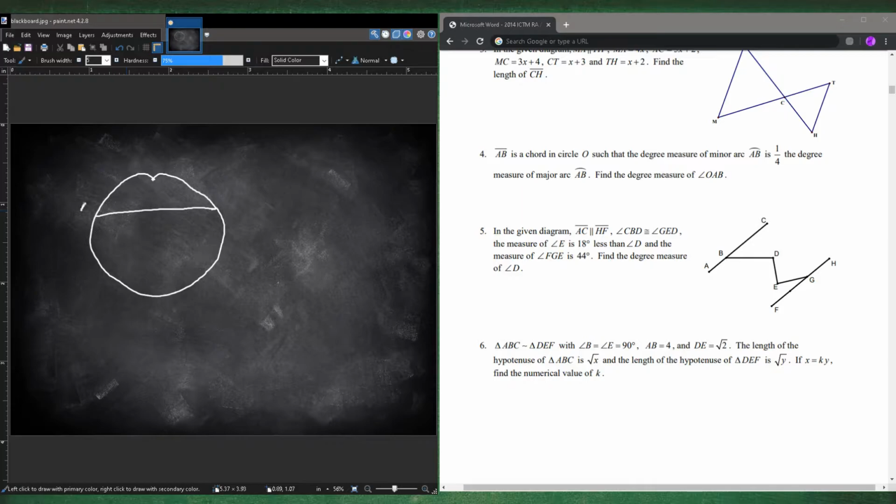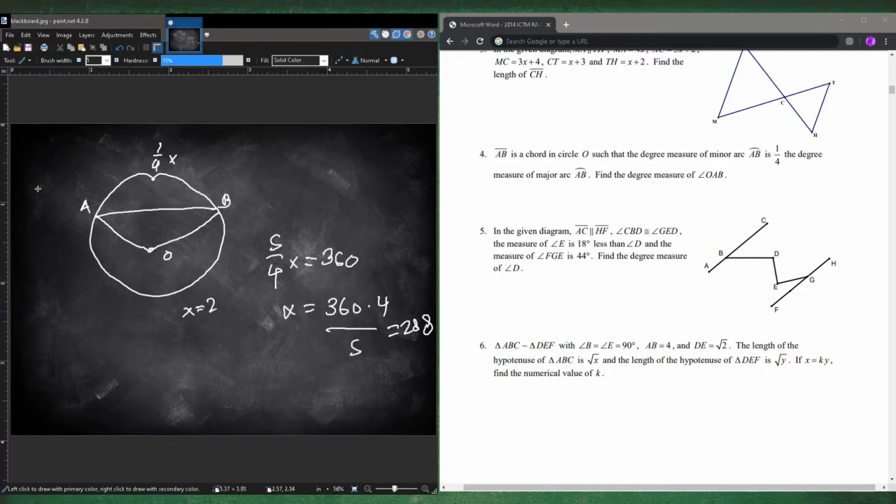So we have arc AB. This is center O. And they said this length is 1/4 this length. So if this is 1/4 x, this is x, this is 1/4 x. So 1/4 x plus x is 5/4 x, and that should equal a circle. So that's equal to 360. So that means 360 times 4 divided by 5, which is 72 times 4, is 288.